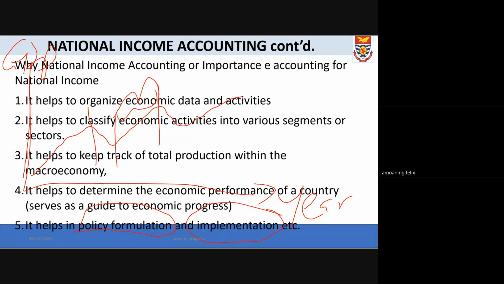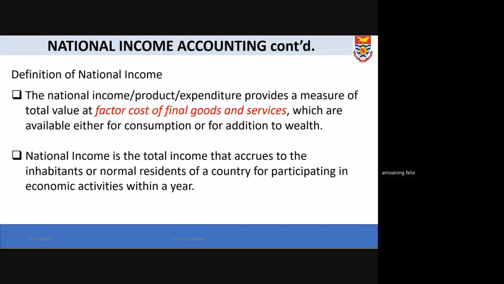So what is national income in the first place? National income would also mean the same as national product. It also means the same as our national expenditure. It will be the same thing. The measurements are equivalent. They are identical. They are almost the same. It doesn't mean they are the same values, but it's almost the same. So let's use the words almost the same.